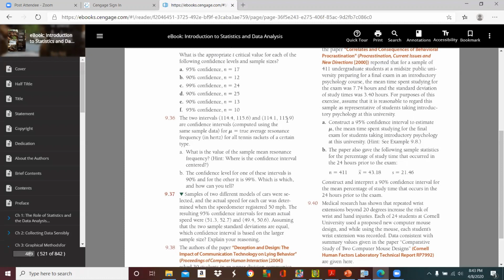Now, you could also subtract these two numbers, and you get 1.8. Subtract these two numbers, you get 1.2. So this second interval is the wider interval. It must be the one with the higher level of confidence. So the second interval, 114.1 to 115.9, is the 99% interval. The one that's not as wide, this first one, is the 90%.